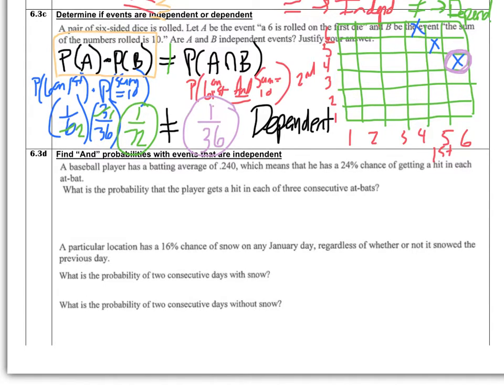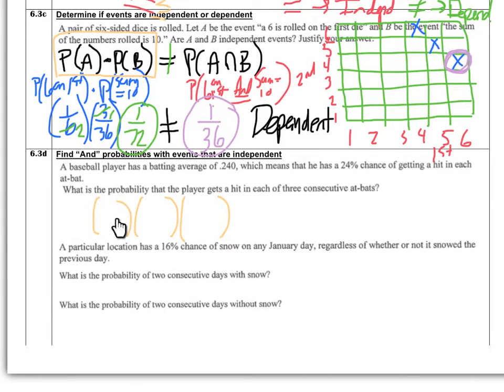So let's go ahead and look at the first question. A baseball player has a batting average of .240, which means that he has a 24% chance of getting a hit in each at-bat. What is the probability that the player hits in each of the three consecutive at-bats? So we want to know the chances that his first at-bat makes it, and his second makes it, and his third. Notice I said and. When you say and, in most cases you multiply.